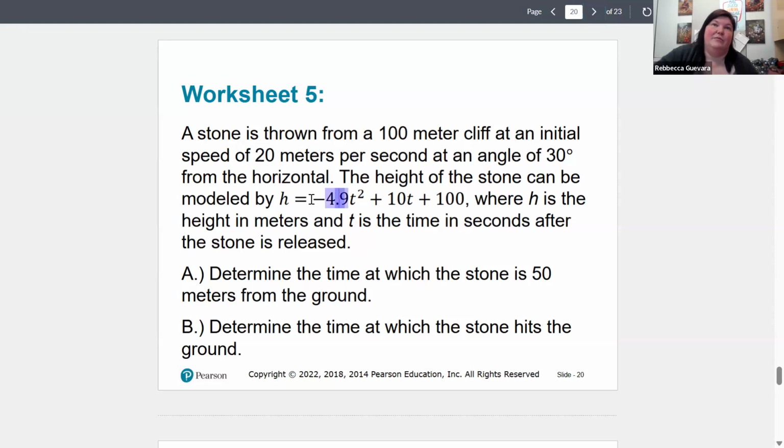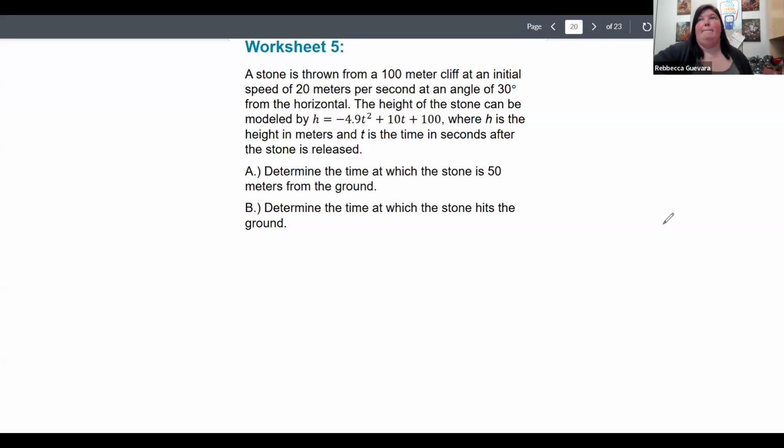This is actually gravity. We want to determine the time at which the stone is 50 meters from the ground and the time at which the stone hits the ground. Okay, so for A, the stone is 50 meters from the ground, so 50 is equal to negative 4.9 t squared plus 10t plus 100.